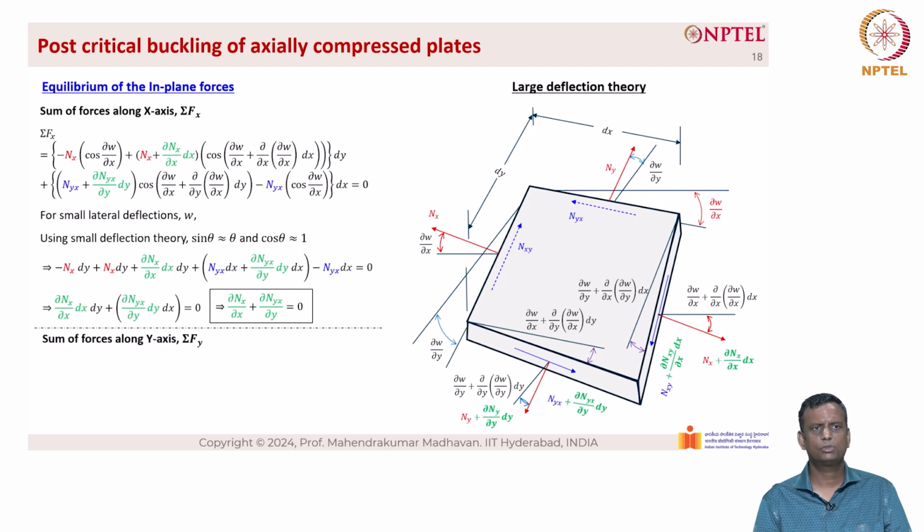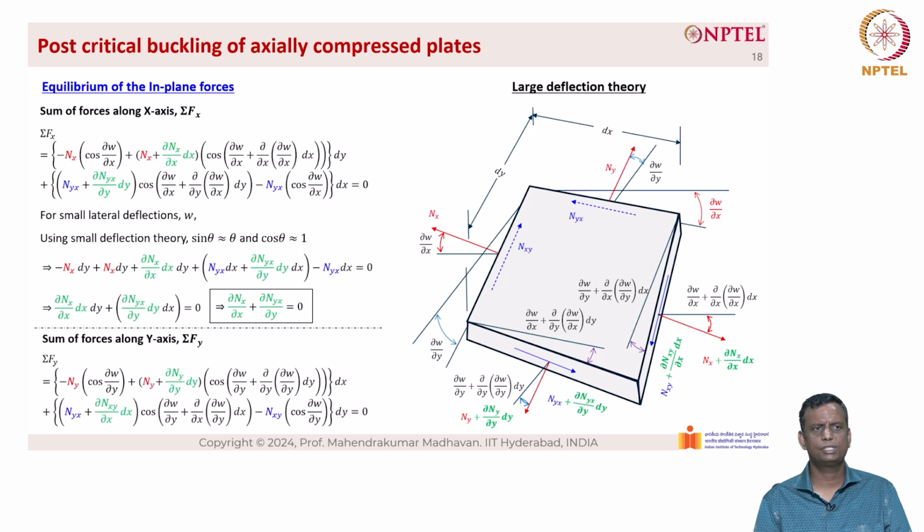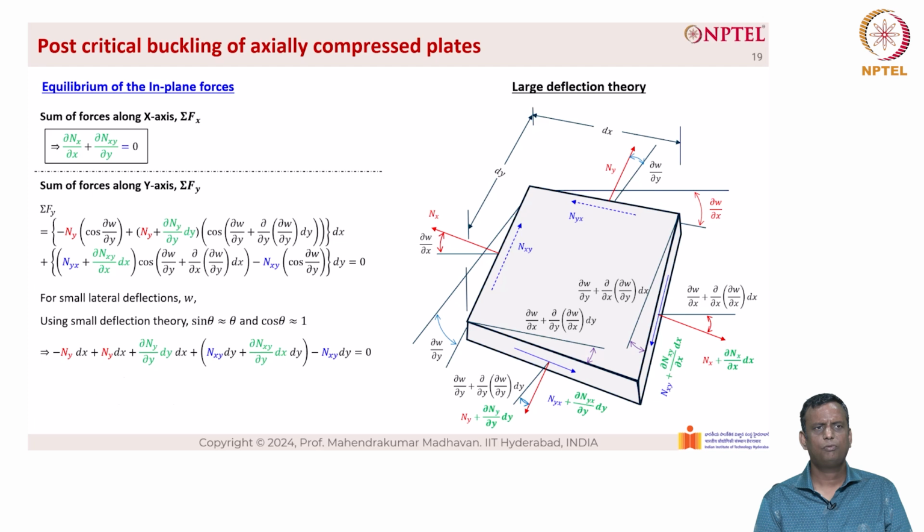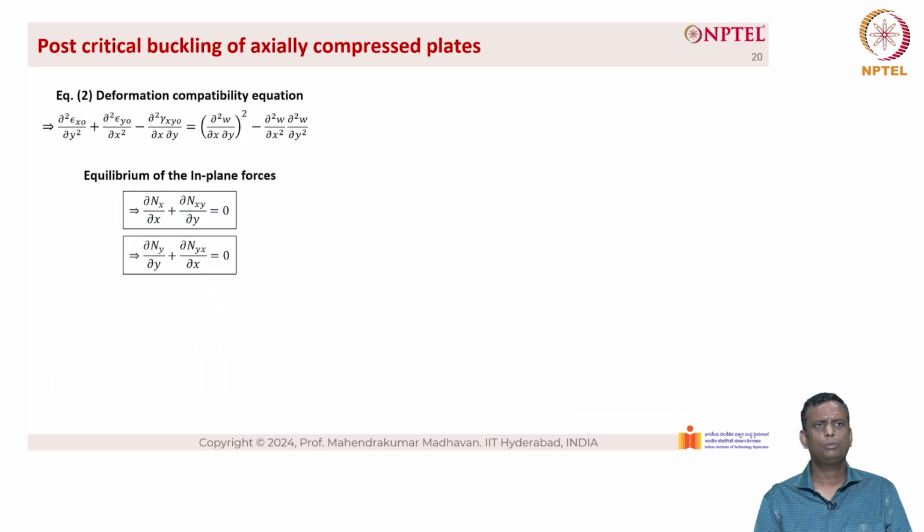Similarly, we take the summation of forces of y-axis, which is sigma Fy equal to 0. We get the same set of equations, except that here we are considering the y direction. And again, the terms that are indicated in green color are the additional terms due to large deflection theory. And we can sum up these forces as well, similar to what we used previously. And using the small deflection theory, sin theta equal to theta and cos theta equal to 1, we get the following equations. And finally, we get the simplified equation, which is ∂Ny/∂y plus ∂Nyx/∂x is equal to 0. So these are the equations that are obtained by considering the equilibrium of the in-plane forces.